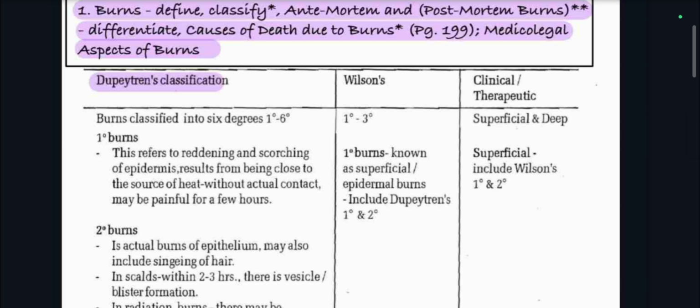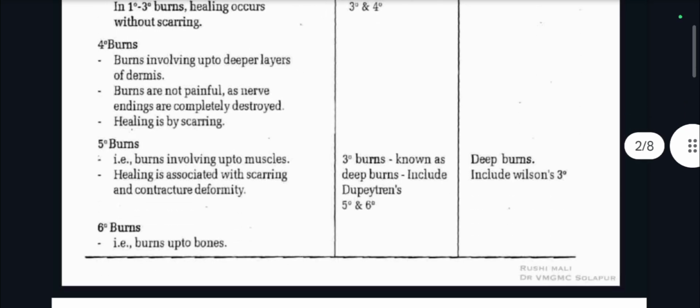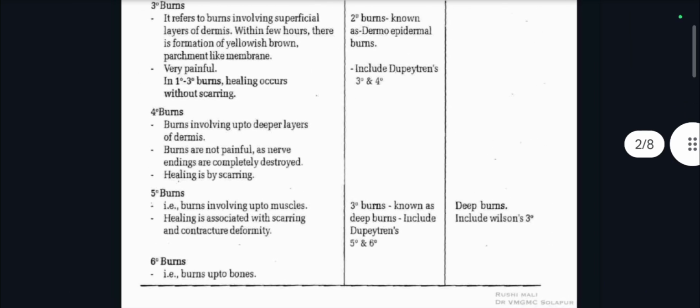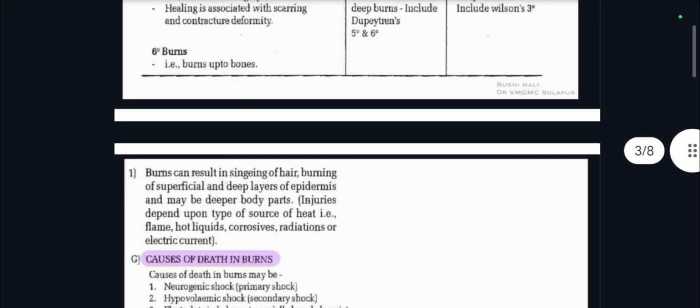Now what about clinical or therapeutic classification? See, only two parts, superficial and deep burns. What about superficial? Superficial includes Wilson's primary and secondary, and deep includes Wilson's third degree. So I hope you people understood Dupuytren's classification, Wilson's classification and your clinical classification.